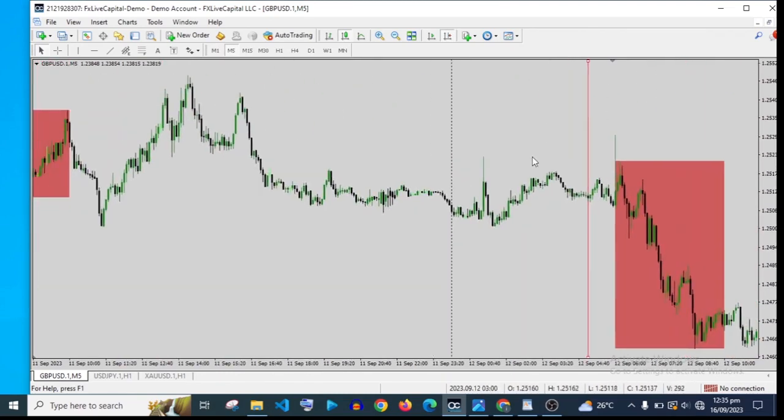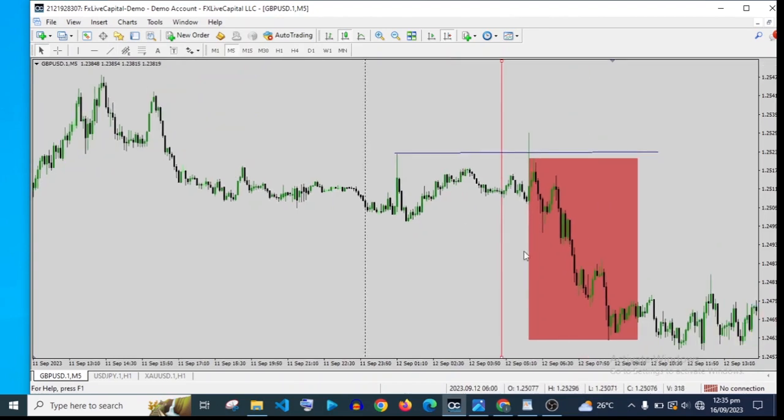So this is it here. This is the high of Asia, right there. So we wait for a sweep of the Asian high. Now this is very interesting. We can learn something new from here, unlike the first example. So you can see now, look at the behavior.